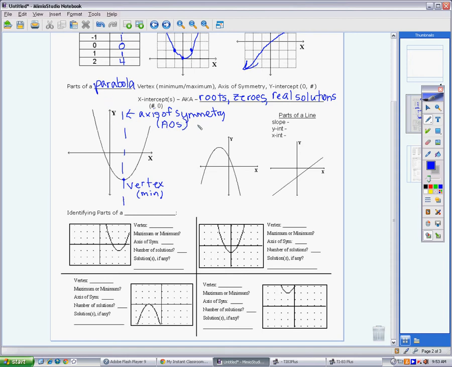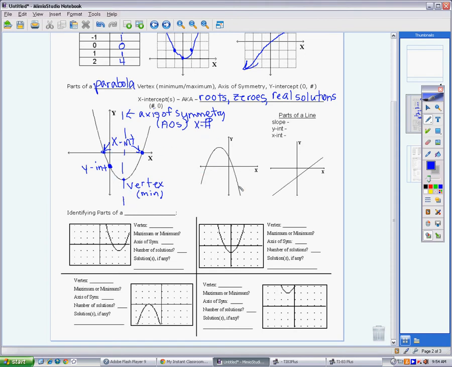And it does have an equation. It's going to be x equals, and that's going to be a number. And it's going to be the x coordinate of the vertex. Okay, y-intercept is where it crosses the y-axis, so that's my y-intercept. And then it has 2 x-intercepts. Most parabolas, you'll either have 2, 1, or 0.